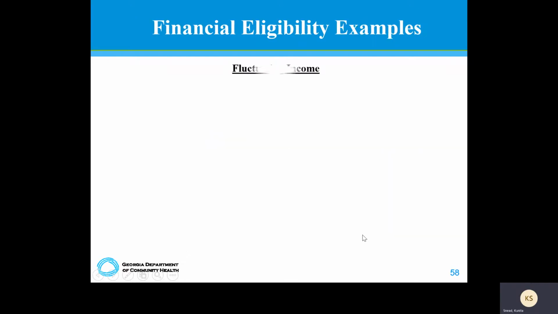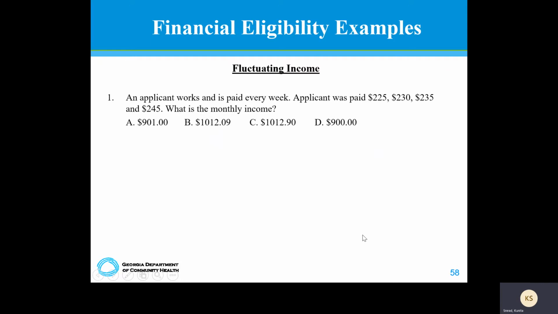Okay, our examples. We have an applicant who works and is paid every week. The applicant was paid $225, $230, $235, and $245. What is the monthly income? So again, clear your calculator out. You're going to put 225 plus 230 plus 235 plus 245. Once you add all of those amounts up, you should get a total of $935.